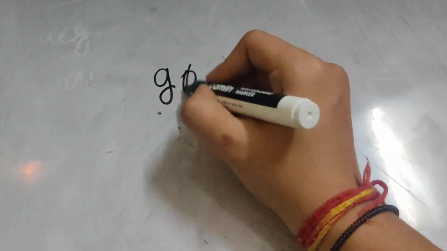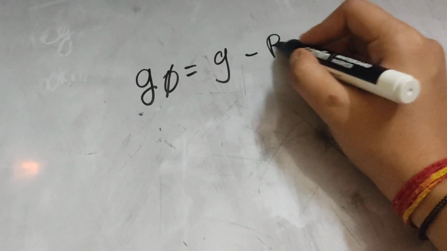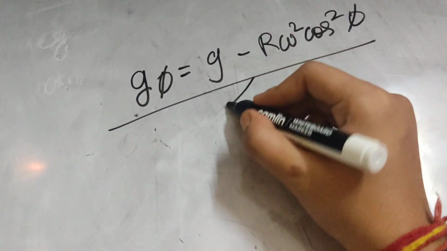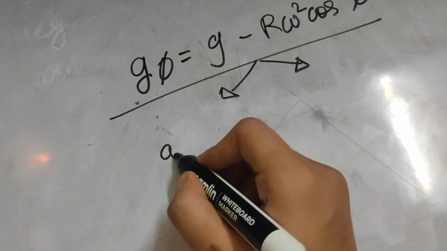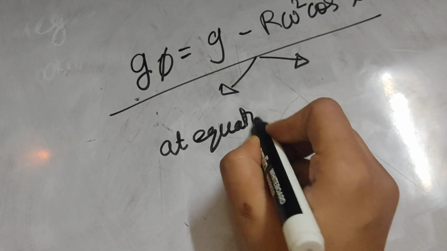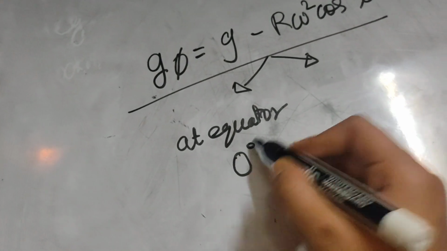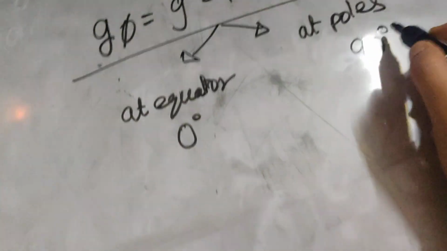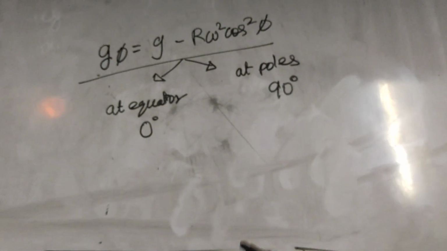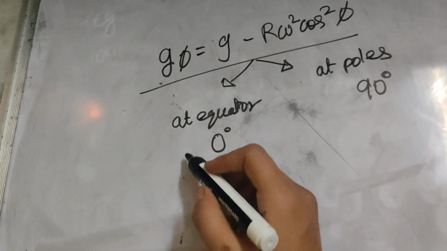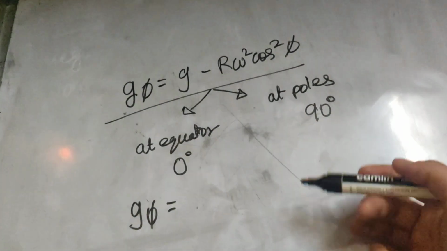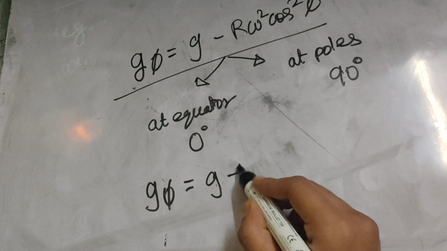So with respect to latitude, what is the formula? g phi is equal to g minus R omega square cos square phi. In this formula also you will have two cases: at the equator and at the poles. At the equator your latitude angle will be 0 degrees, and at the poles the angle will be 90 degrees. So just substitute that in the formula. g phi is equal to, so cos 0 turns out to be 1, so g phi is equal to g minus R omega square.